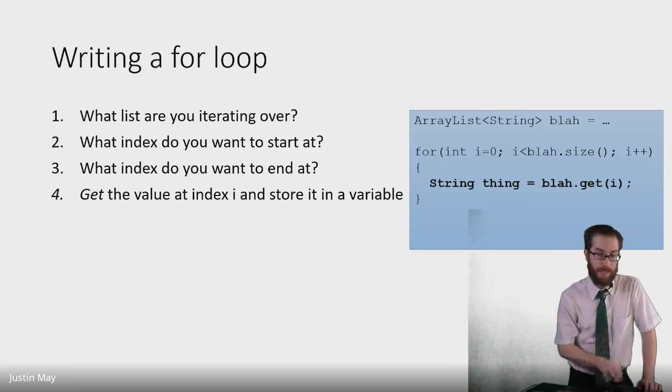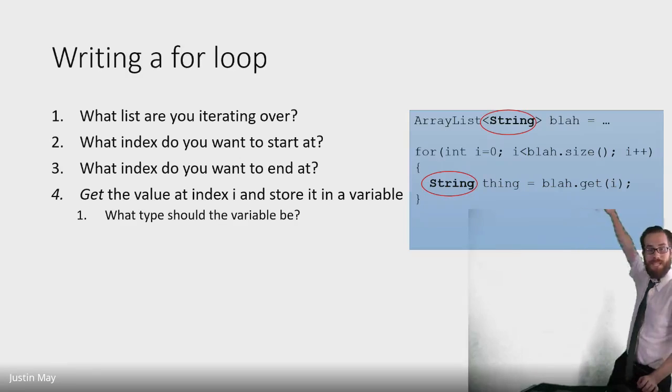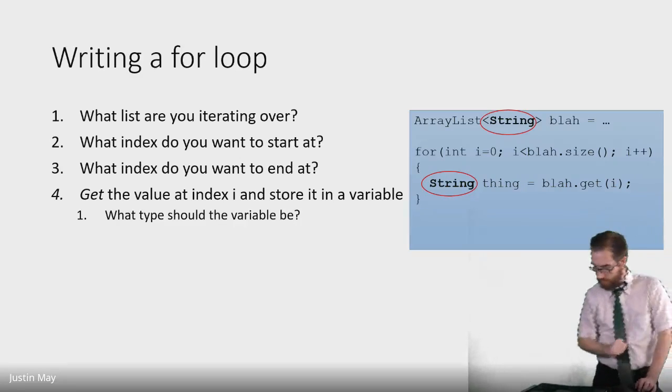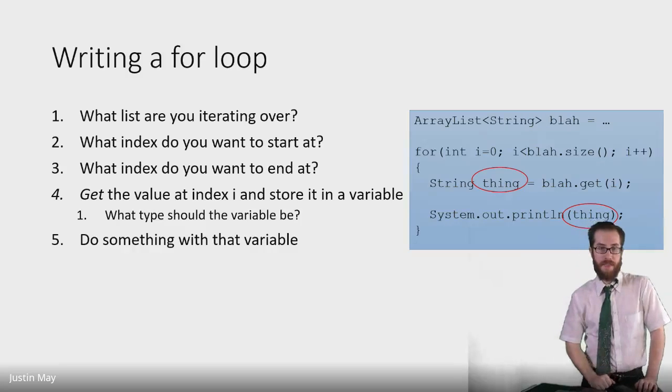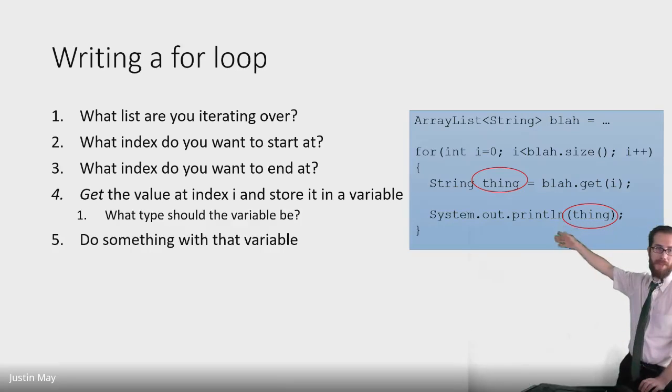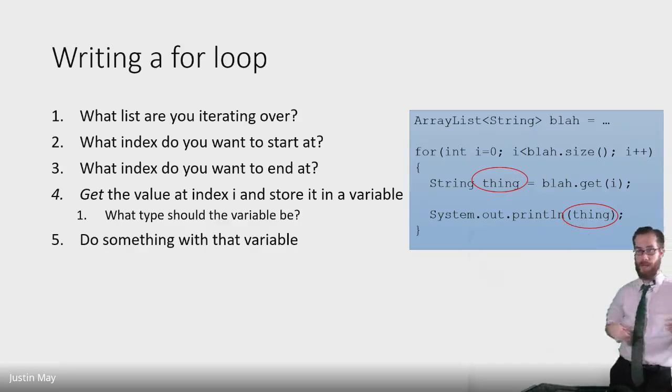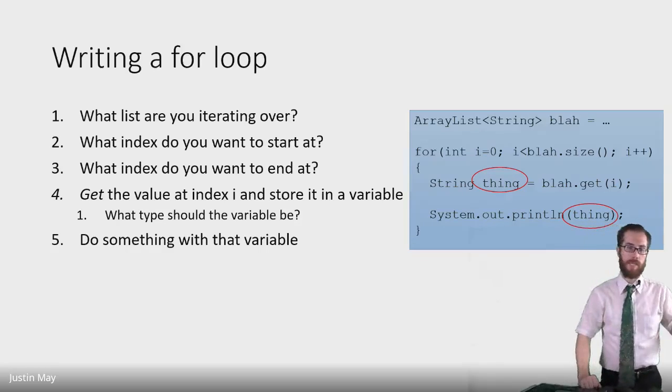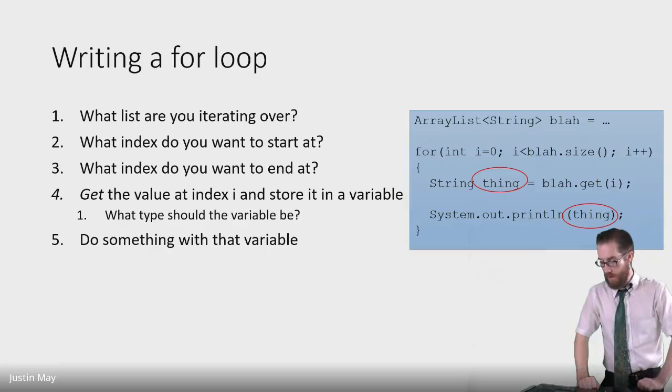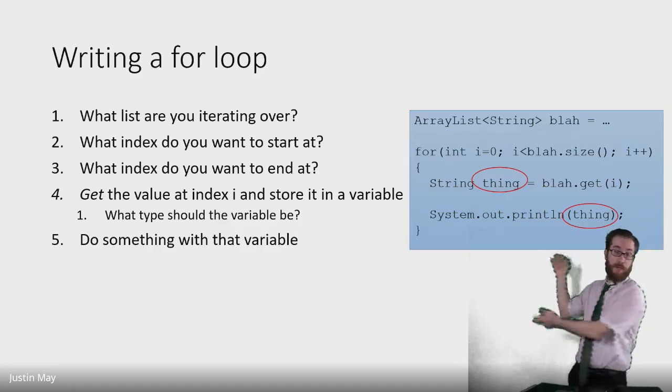Oh, and that's what the slide shows you here. So String came from the type of the list. Thing is a name you get to come up with, and then that's what you're going to do with whatever you're doing in the loop. We're going to add code here to, in this case, print thing, but you might have an if statement, usually comparing thing to something, or whatever it is you're trying to do in this problem.